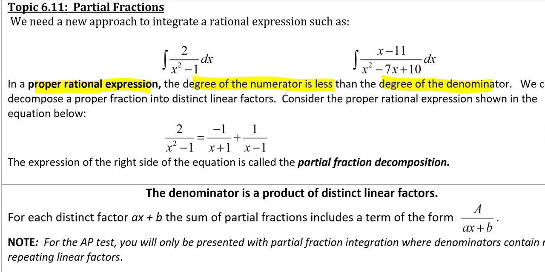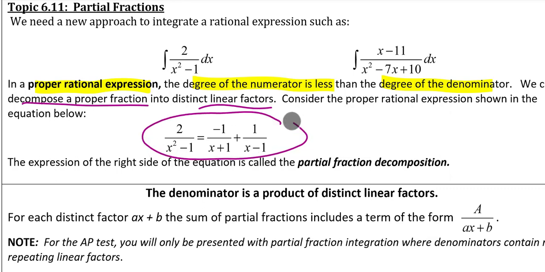What we saw in a previous lesson was that if we have an improper rational expression, we can use long division or completing the square to integrate those types of fractions. So this method is for the type of fraction that we can decompose into linear factors, such as this. We can take 2 over x squared minus 1 and rewrite it as negative 1 over x plus 1 plus 1 over x minus 1.